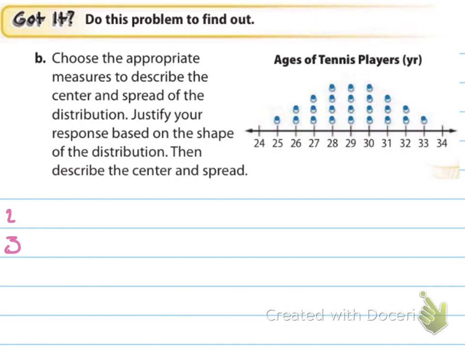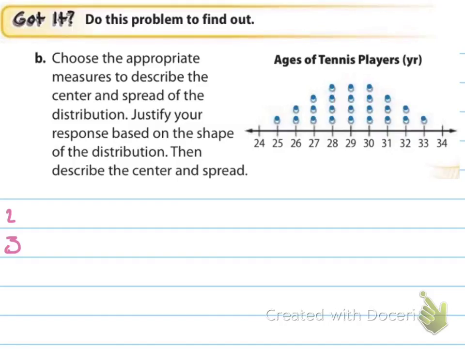So example B says to choose the appropriate measures to describe the center and spread of the distribution. Justify your response based on the shape of the distribution and then describe the center and the spread. So we are going to figure out, are we going to use mean or median? Why?